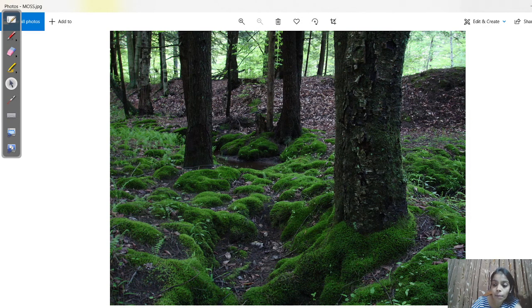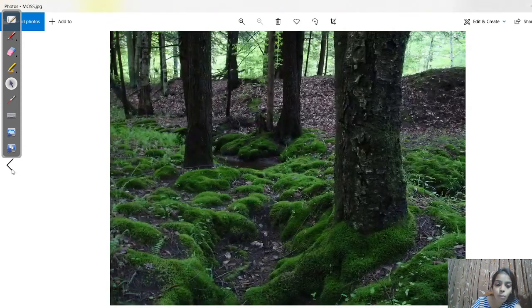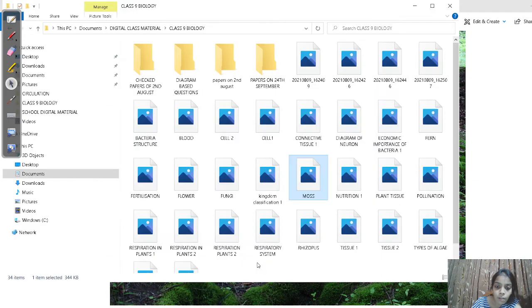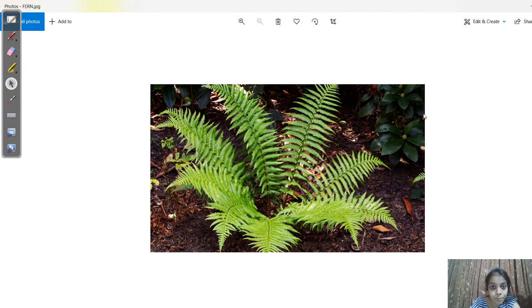Okay, then comes, after moss, I will also show you one more, say, this one. Fern. Moss, fern, these are lower grade plants. Why lower grade? Because they do not produce seeds. They do not produce flowers. These are non-flowering plants.